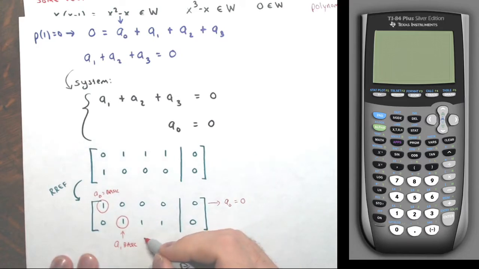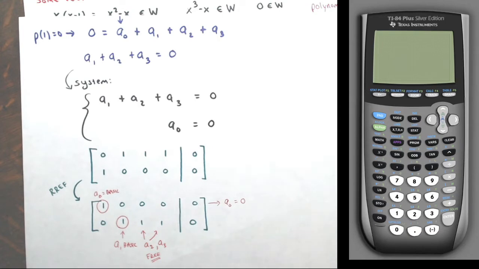So a2 and a3, the coefficient of the x squared term and the coefficient of the cubic term, are free, meaning I can let those be any value I wish. Then a0 and a1 have to be fixed. a0 is always 0, and when I pick values for a2 and a3, we know what a1 has to be.